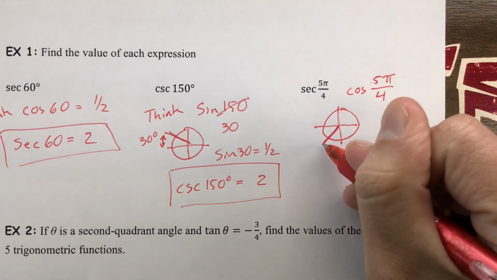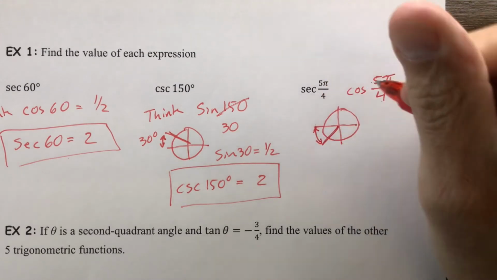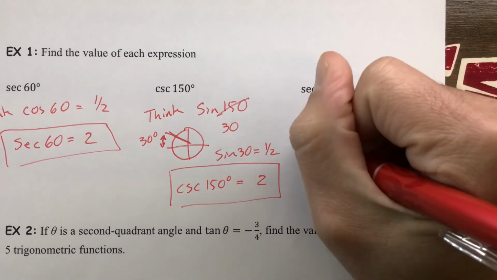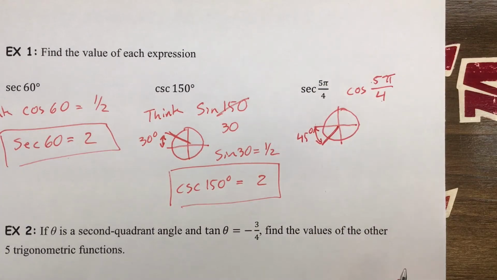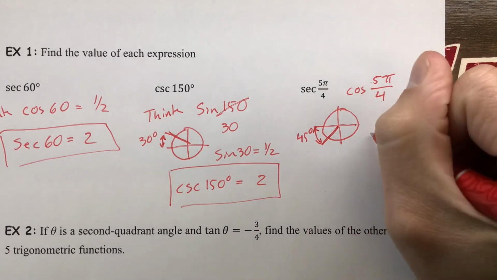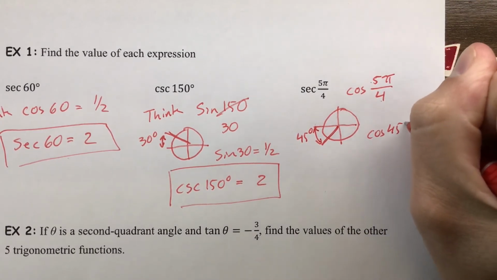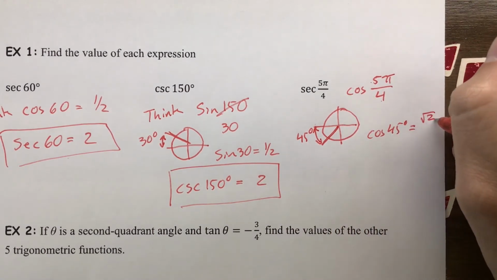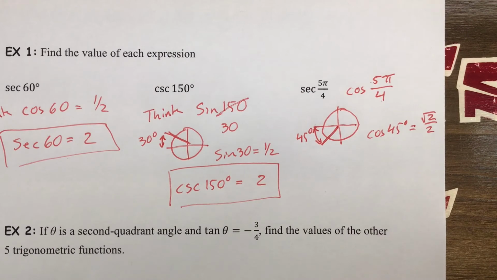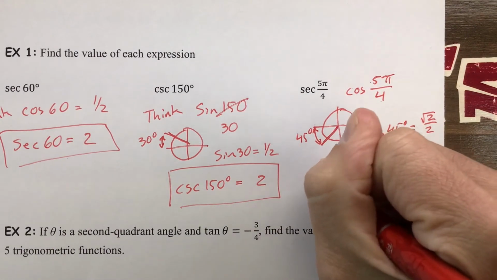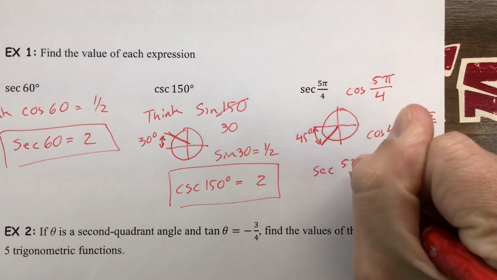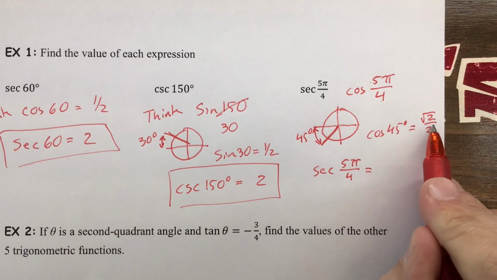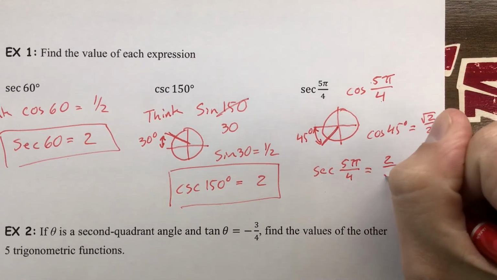Okay, so we're over here. The space from here to there is going to be 1/4 of a pi. That would be the same thing as 45 degrees. Okay, and the cosine of 45 degrees, or the cosine of pi over 4, is equal to the square root of 2 over 2. So, the secant of 5 pi over 4 would be equal to the reciprocal of this, 2 over square root 2.